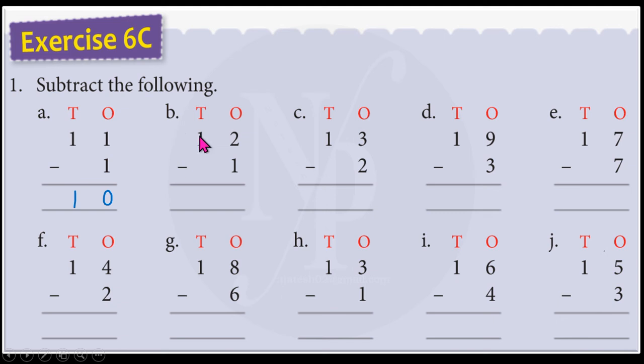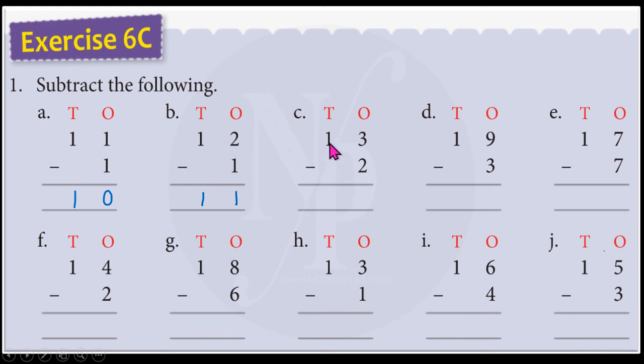B. 12 minus 1. We subtract digits at 1's place first. So 2 minus 1 is 1, and 1 minus 0 is 1. Therefore 12 minus 1 is equal to 11.